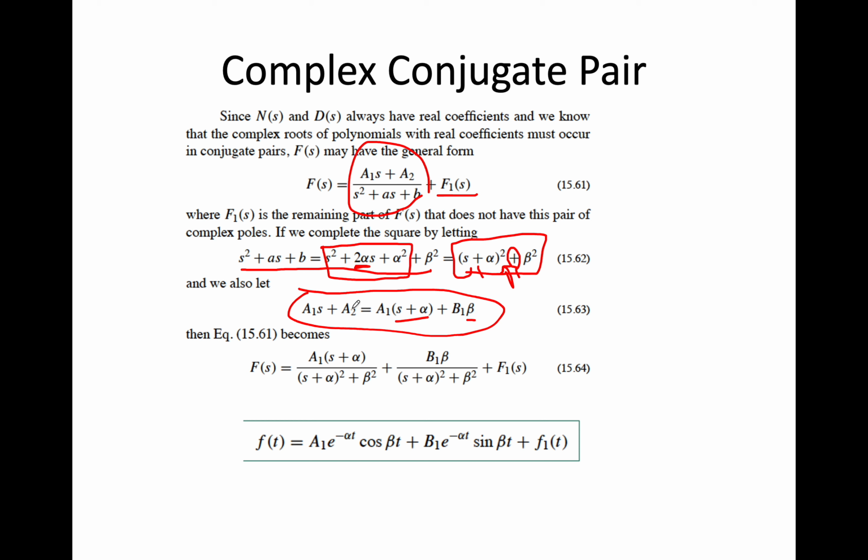So what you have to do is split the numerator up algebraically so that you get one that looks like s plus alpha, and another that looks like beta, and then your job is to solve for these constants a1 and b1. Once you do that, it's very easy to look it up on the table and take the inverse transform, and we'll get these two terms for the first two terms, and then whatever was left in the function that we were taking the inverse transform of will transform into whatever it transforms into. So that's the complex conjugate pair example.